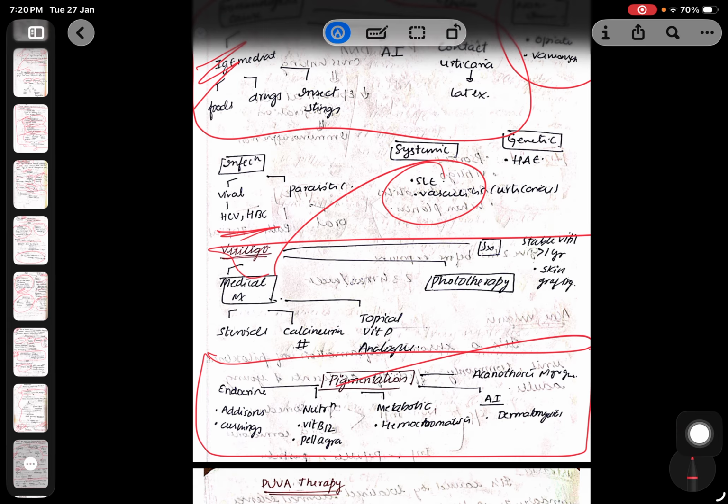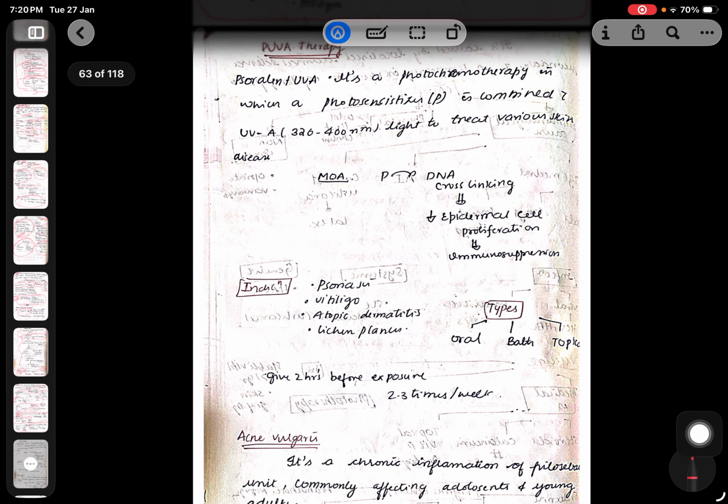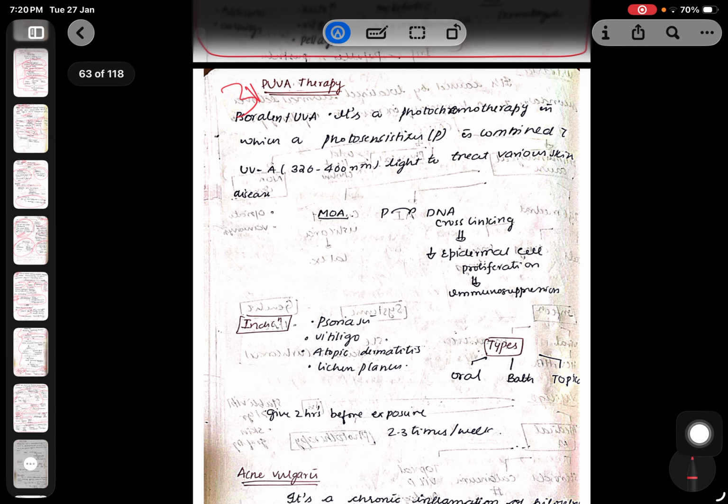Then vitiligo, again medical management and, as I told, phototherapy consideration. So for dermat, when writing management, the protocol remains the same. Make sure you fit it into the picture, provided you rule out the other causes like infective and malignancy. Okay. Then they might ask PUVA therapy as a 3 marker.